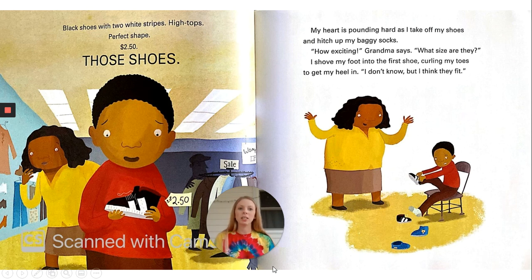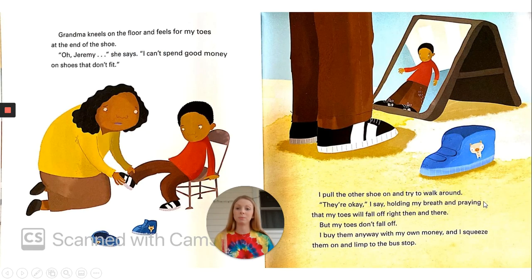My heart is pounding hard as I take off my shoes and hitch up my baggy socks. "How exciting," Grandma says. "What size are they?" I shove my foot into the first shoe, curling my toes to get my heel in. I don't know, but I think they fit. Do you think they fit, Jeremy? I think they might be a little too small. Grandma kneels on the floor and feels for my toes at the end of the shoe. "Oh, Jeremy," she says, "I can't spend good money on shoes that don't fit." I pull the other shoe on and try to walk around. "They're okay," I say, holding my breath and praying that my toes will fall off right then and there. But my toes don't fall off. I buy them anyway with my own money, and I squeeze them on and limp to the bus stop.